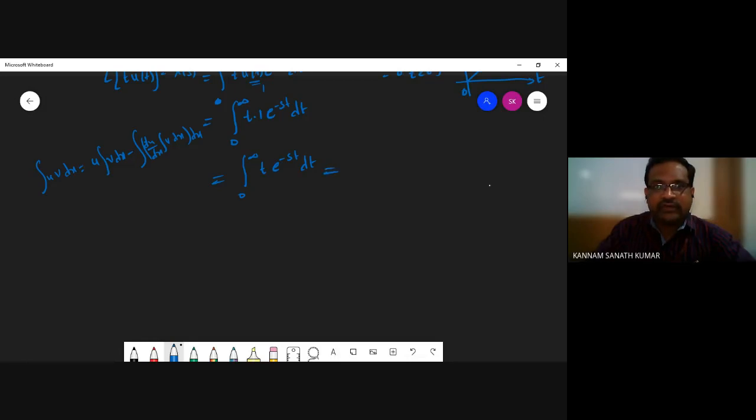So this is equal to t into integration 0 to infinity e power minus st. Okay, this is the first function and this is the second function, u and v. So e power minus st, t into e power minus st minus integration of d by dt of t, 0 to infinity, integration 0 to infinity e power minus st dt, again whole dt.